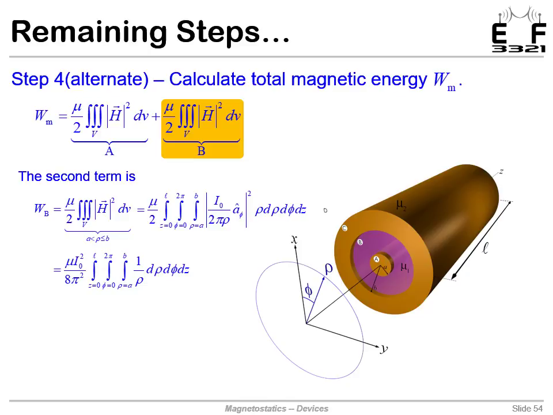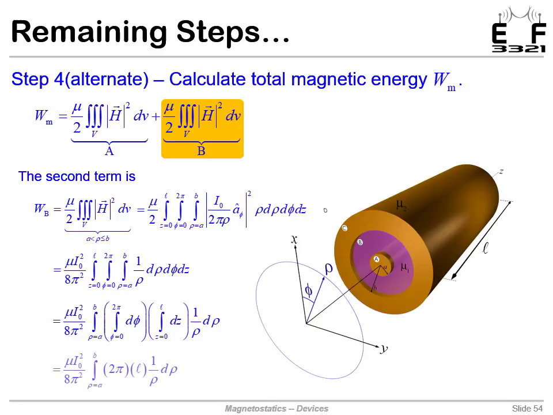So we bring a bunch of constants to the outside. We isolate the phi and z integrals. And we know that the phi integral is 2 pi and the z integral will be L.